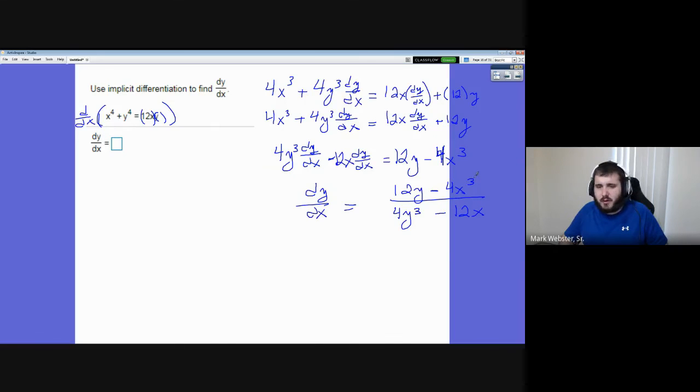As far as I'm concerned, and as far as the AP test is concerned, you don't have to do this. But if you notice, there's a factor of 4 everywhere in here. So you could divide a 4 out of everything in the top and everything in the bottom, and simplify it down to make it look nicer: 3y minus x cubed over y cubed minus 3x. That's a terrible looking y, I'm going to fix that.